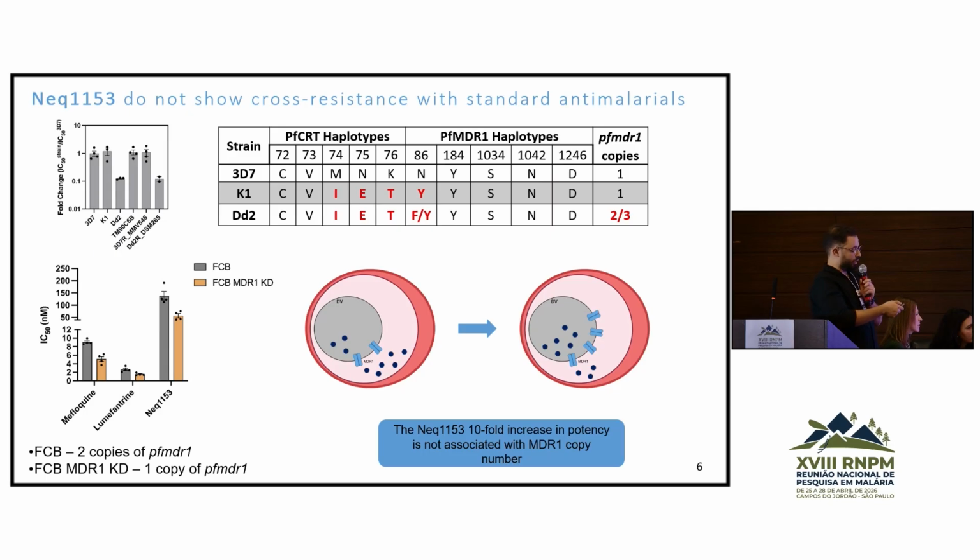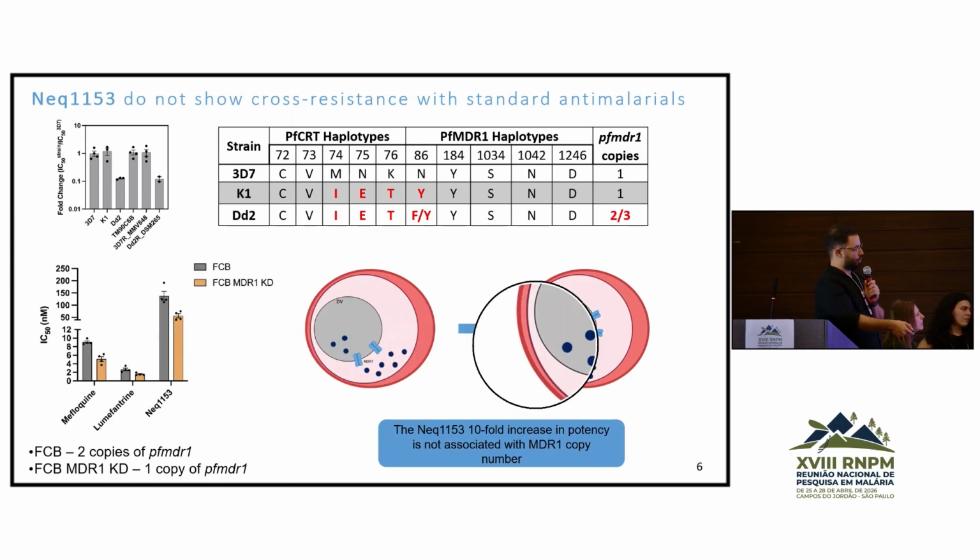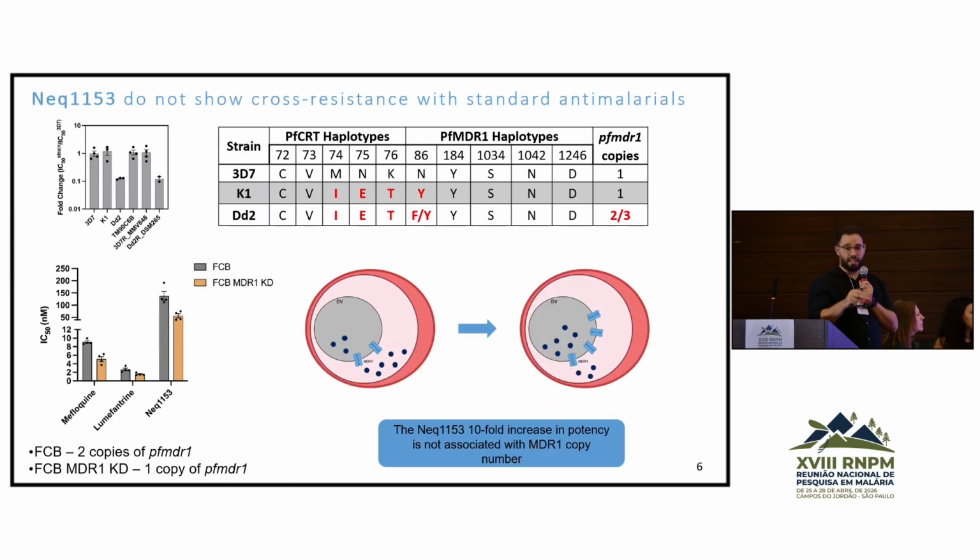So also, this showed to us that this 10-fold increase in MDR1 copy number and increase in IC50 suggests that maybe there is a target in the cytosol of the parasite, given that when we increase the copy number, we reduce the concentration of the compound from the cytosol to the DV.